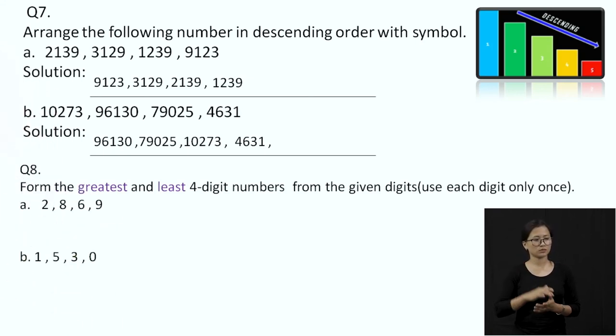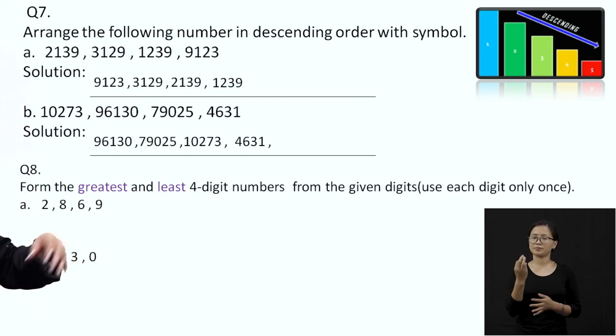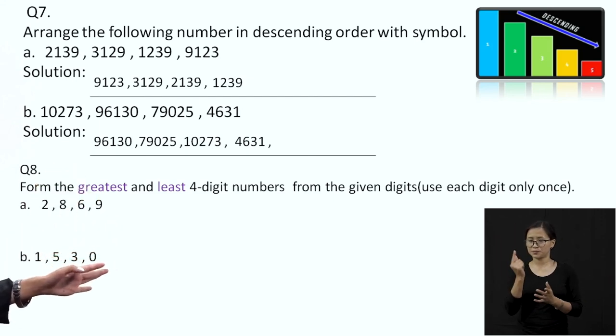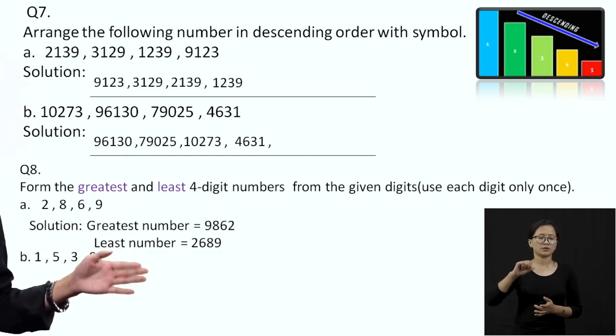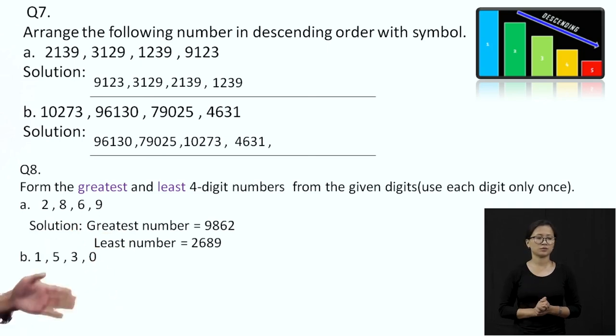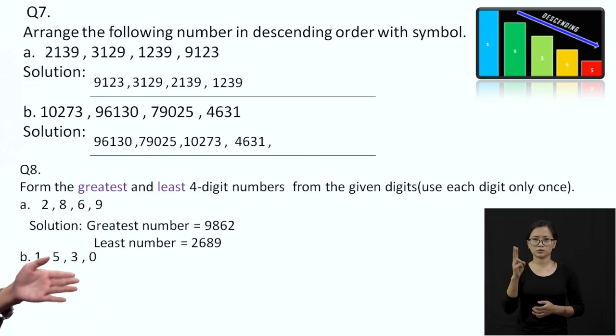Okay, so here, question number 8. Form the greatest and least 4-digit numbers from the given digits. Use each digit only once. Here, greatest means the bigger number, whereas least means the smallest number. In order to form the greatest number, you have to start from the greater number. So here you have 4 digits and you are asked to form 4 digits, right? So let's first write the greatest number. You start from 9, 8, 6, 2, which makes 9,862 the greatest number.